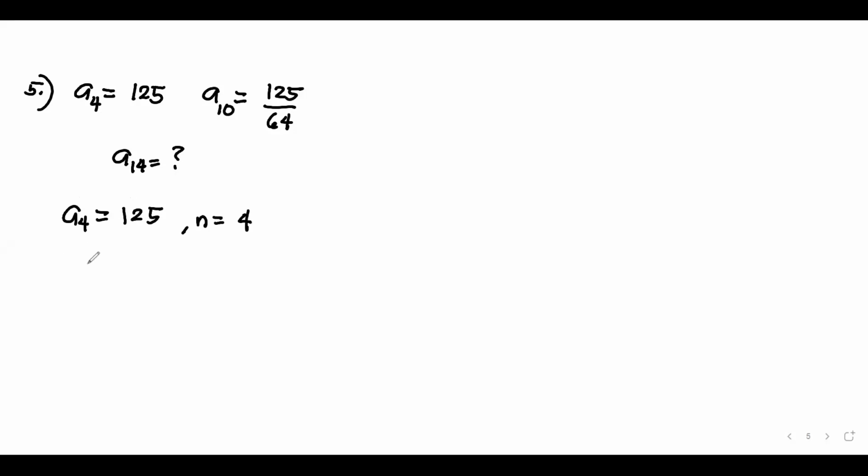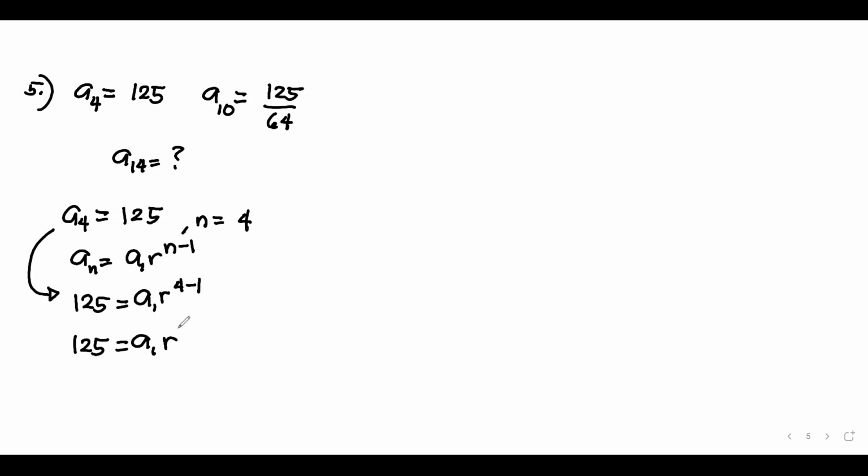Using the general rule for geometric sequences, a sub n equals a sub 1 times r raised to n minus 1. Following this, the fourth term is equal to 125, because we don't know the value of the first term or the ratio, and our n there is 4 minus 1. Simplify, we will have 125 equals a sub 1 r, 4 minus 1 is 3. So we'll have 125 equals a sub 1 r cubed.